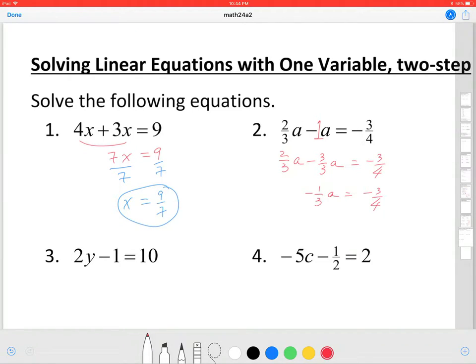And that looks like one of our equations we solved in the previous video. All I need to do is multiply both sides by negative 3. And what I would end up with is a is equal to positive 9 over 4. Positive because I have a negative 3 times negative 3. All right, so that should be my solution.